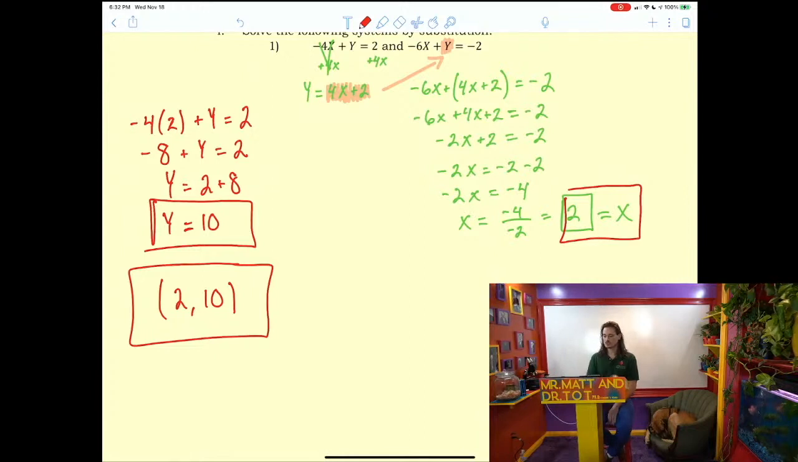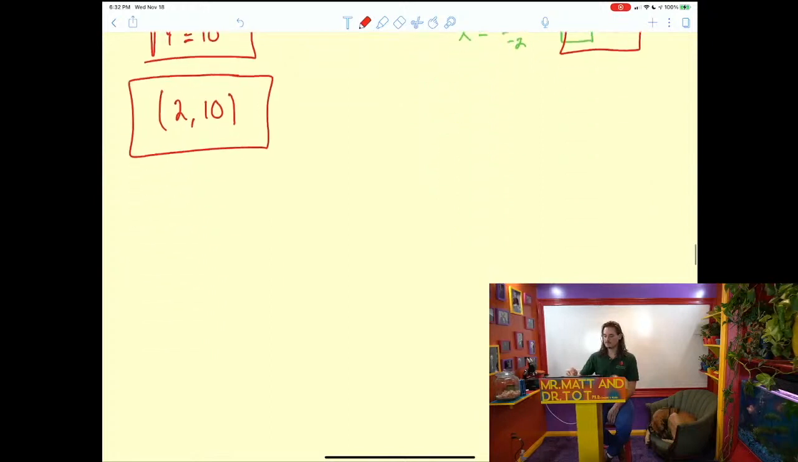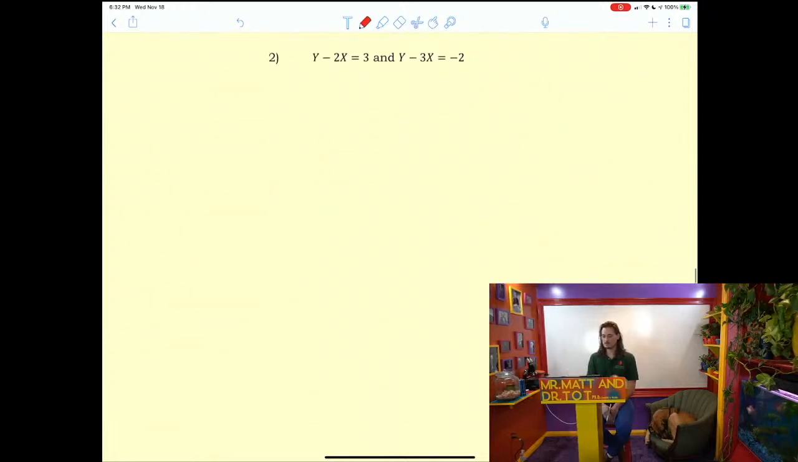If you have any questions, then please let me know. Otherwise, I'll give you 3 minutes. Please look at number 2. Number 2 asks y minus 2x is equal to 3 and y minus 3x is equal to negative 2. Please solve using substitution. 3 minutes and then I'll give you the solution.